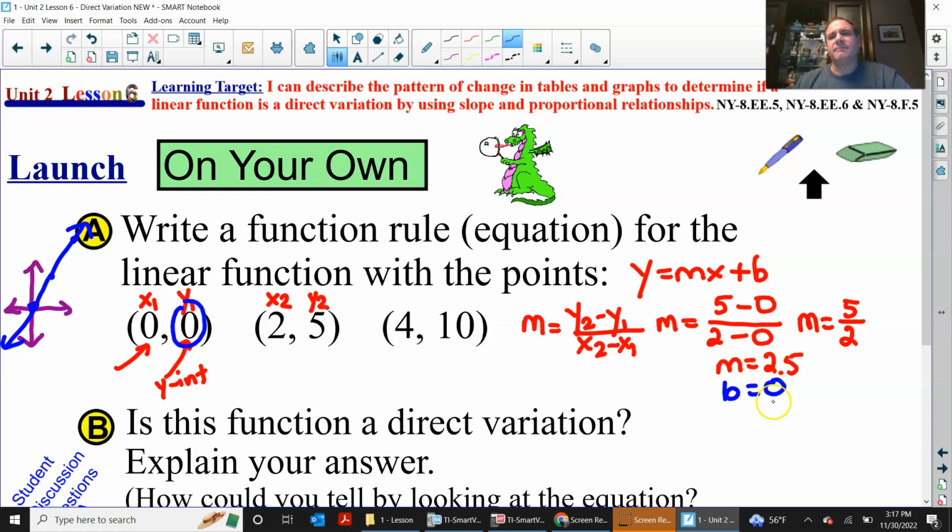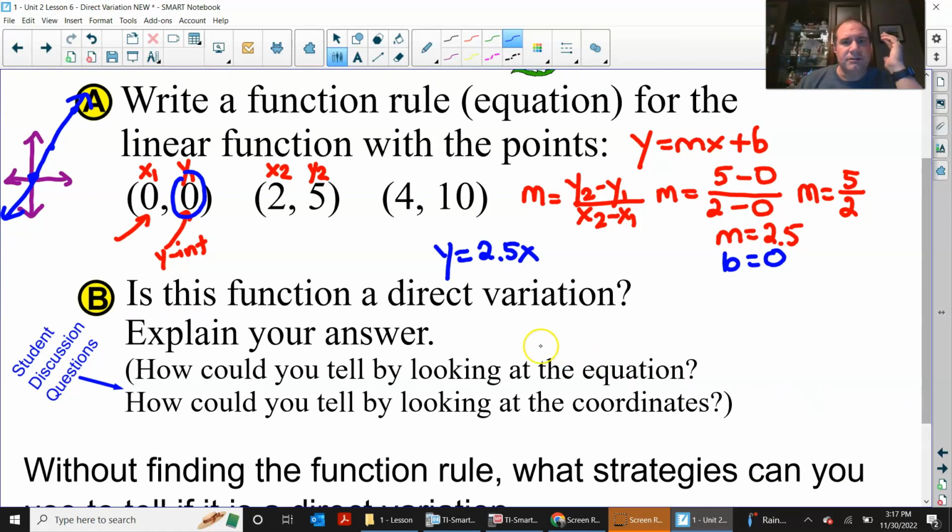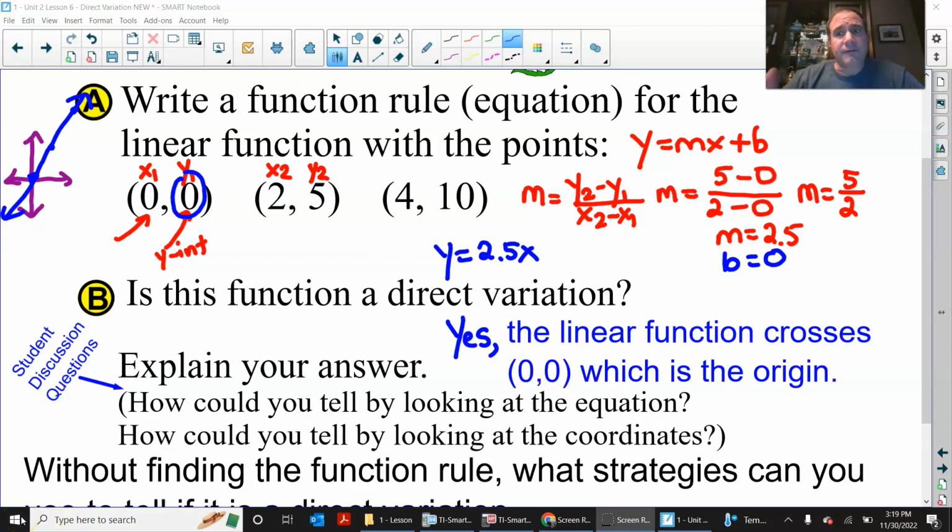So with a y-intercept of 0 and a slope of 2.5, my equation, my function rule is y equals 2.5x, and that's it. Is this function a direct variation? Yes, it is. It travels through 0, 0. So anything that goes through 0, 0 is a direct variation. So explain your answer. Yes. And that's it. The linear function crosses through the origin, so that's why it's a direct variation.